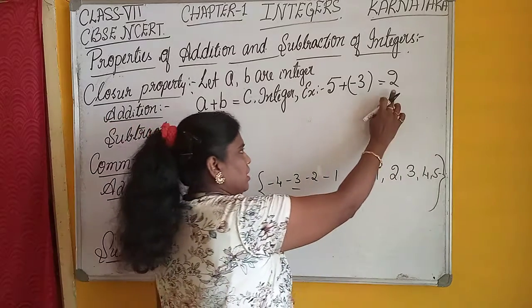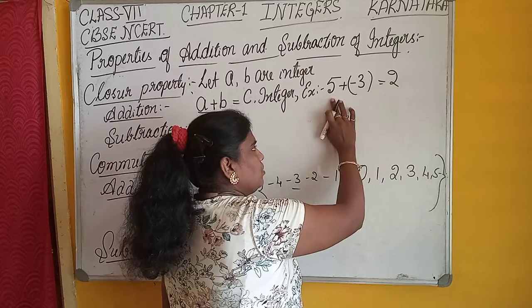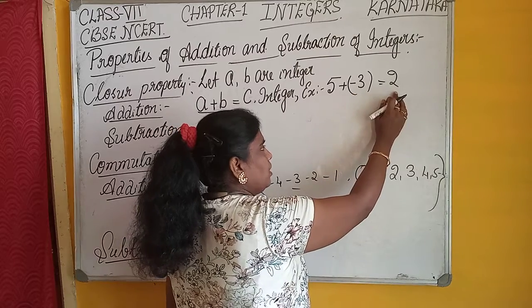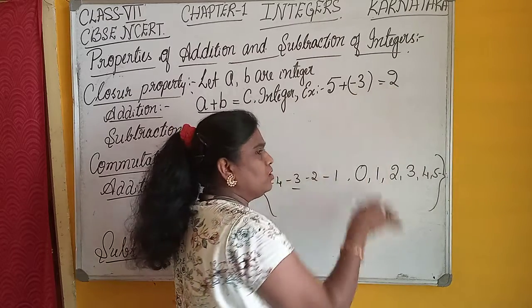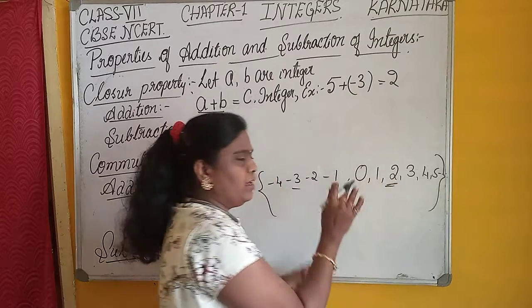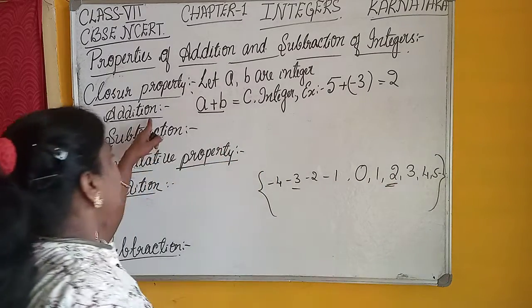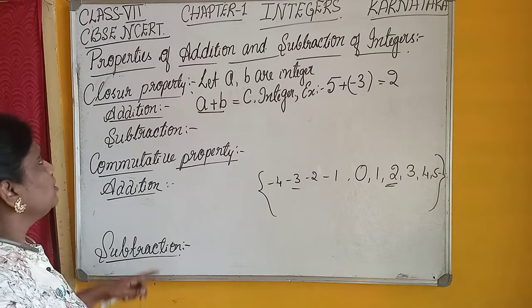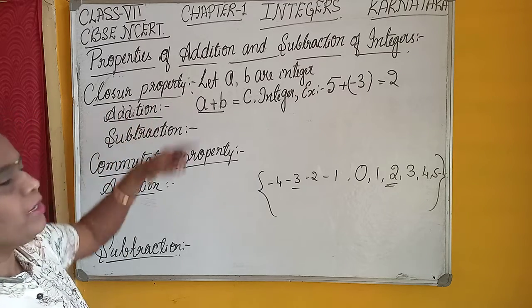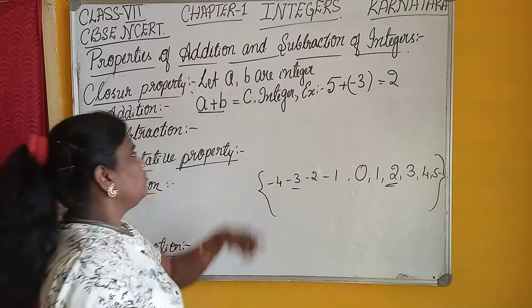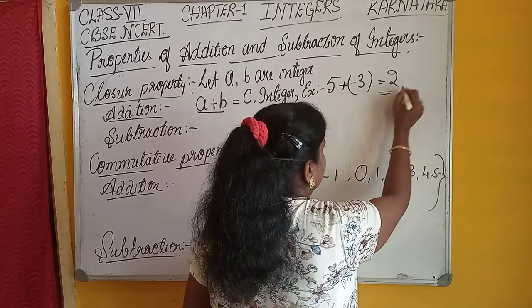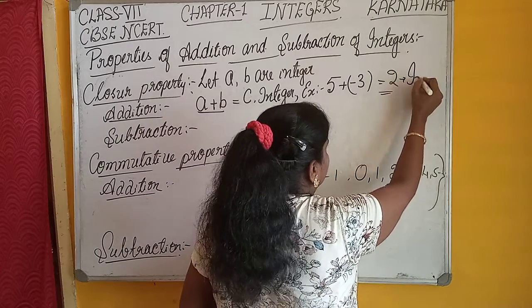Understood? Here see, this is 2. The sum of these two integers is equal to 2. This is also an integer. It is in the group of integers only. Therefore, the closure property holds good for addition of the integers. It is also an integer.